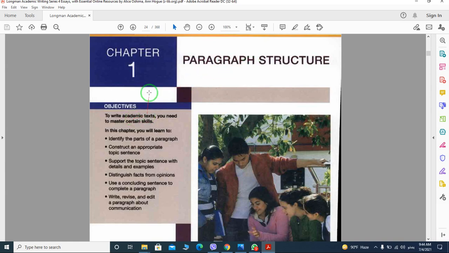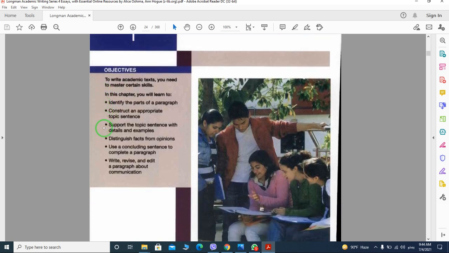Today we are going to start our first chapter, which is about paragraph structures. To write academic text, you need to master certain skills. There are things that you have to know in order to be a good academic writer. In this chapter, we are going to learn some of them. These are our objectives for this chapter.